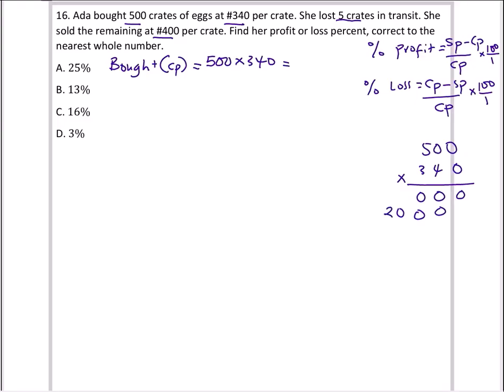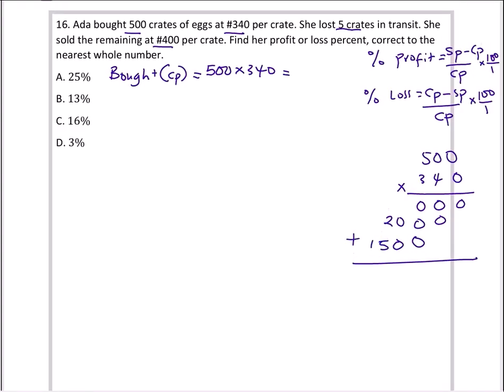So just put everything down, there's no place to carry it. 3 times 0 is 0, 3 times 0 is 0, 3 times 5 is 15. So let's add them up. From here we have 0, 0, 0, 0. This is 7, this is 1. So this is 17,000. That's the cost price.